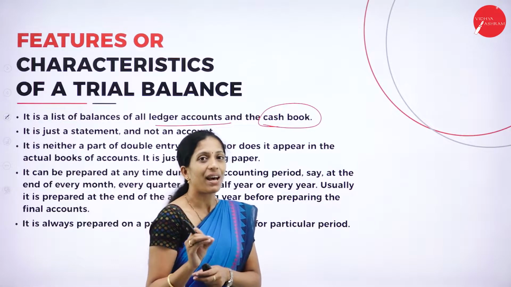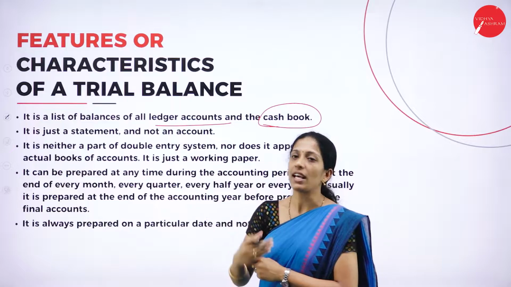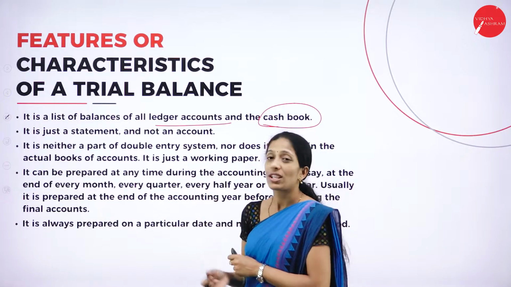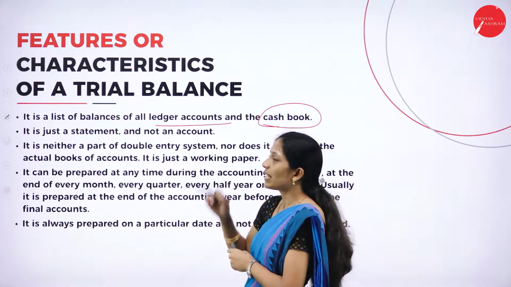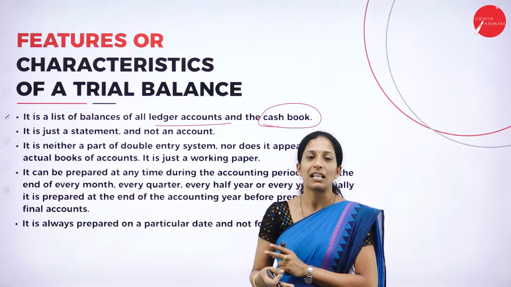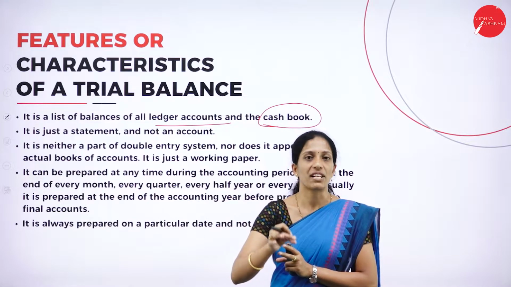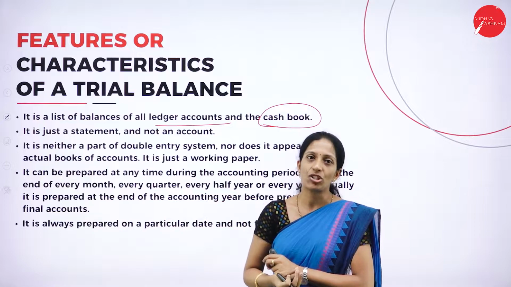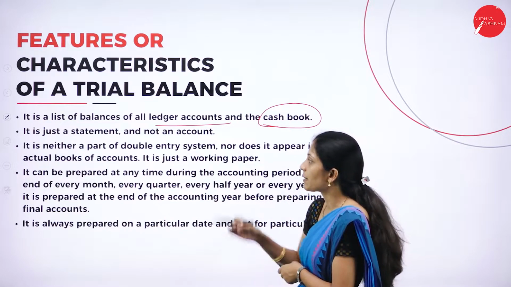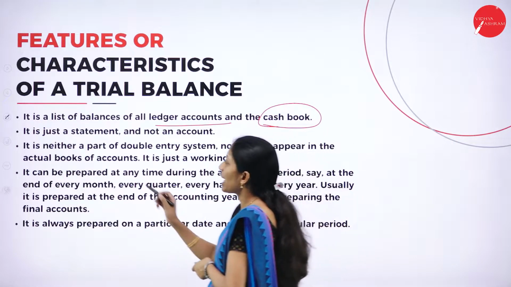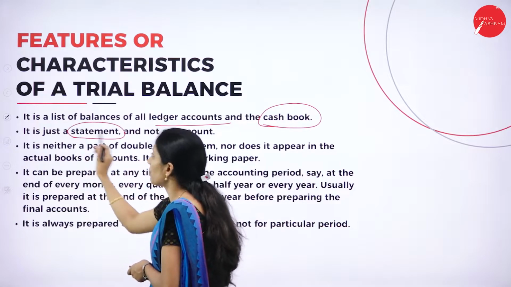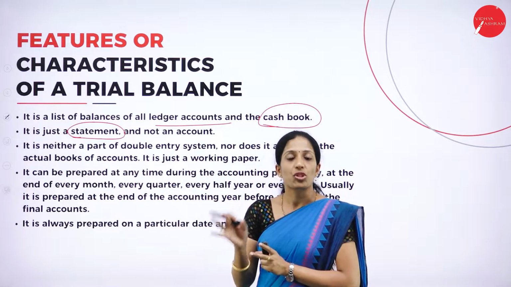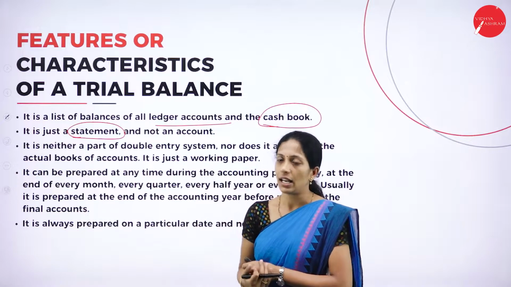So for the trial balance, all the entries are from where? From the ledger account. It is a list of balances of ledger accounts, that is, both debit balances as well as credit balances of the ledger accounts are being checked in the trial balance. It is just a statement and not an account. This you have to remember.